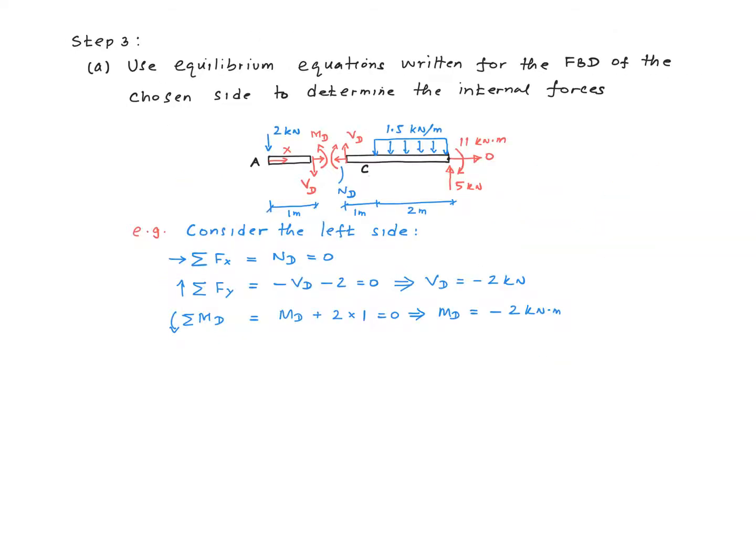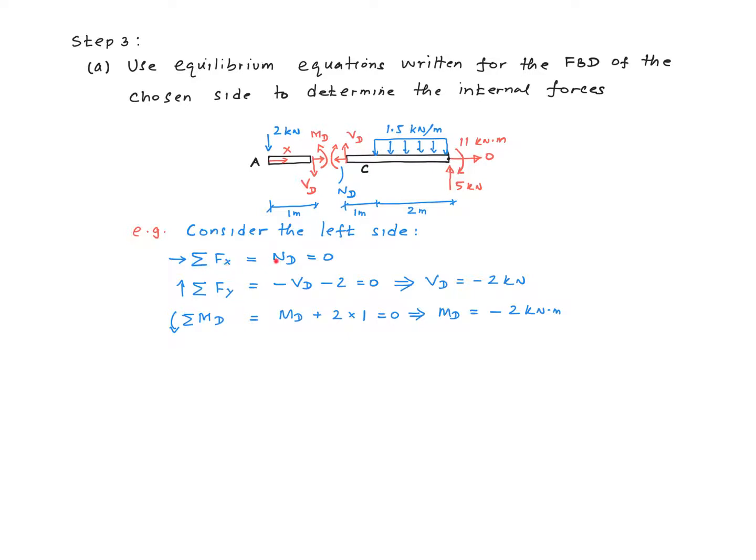Alright, our third step is to write down the equilibrium equations for the side we have selected for further analysis and evaluate the internal forces. In this example, we have selected the left side, right? So there are three internal forces, N_D, M_D and V_D. And we need three equations, and these are the three equations for evaluating these three forces.